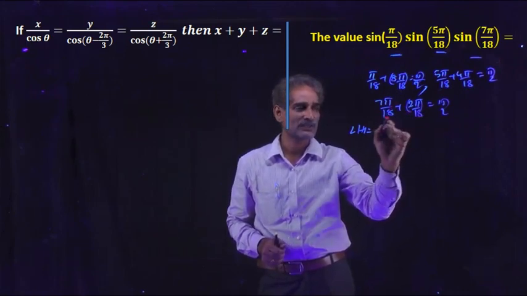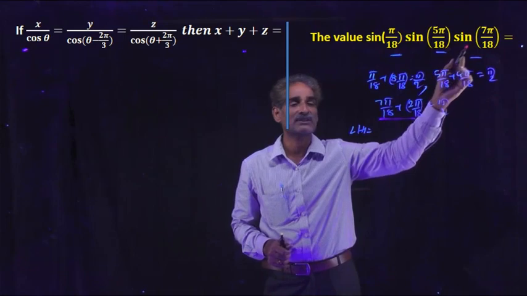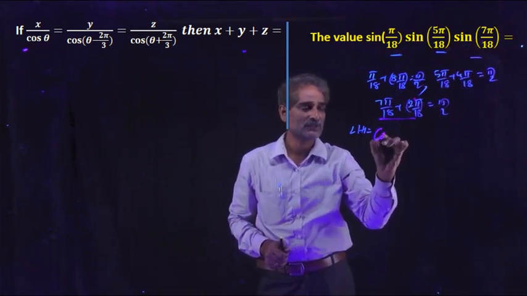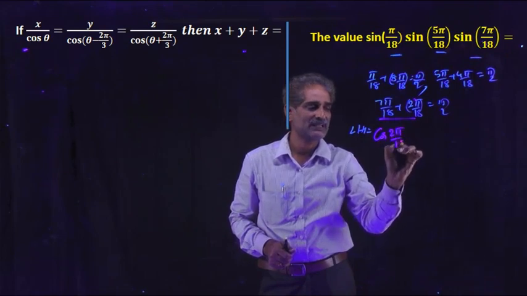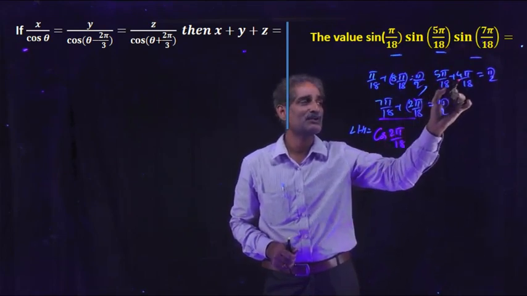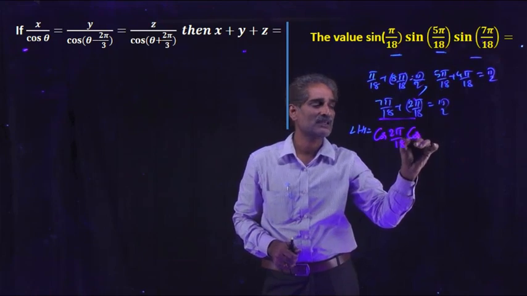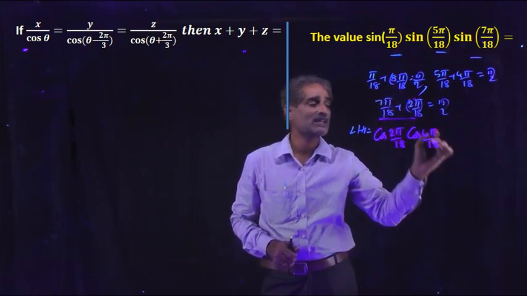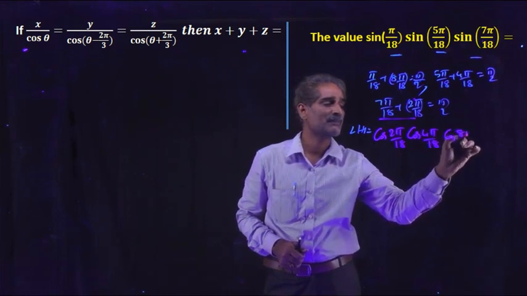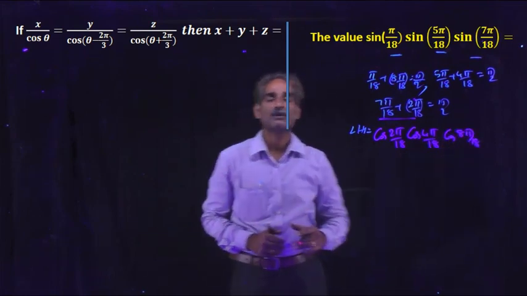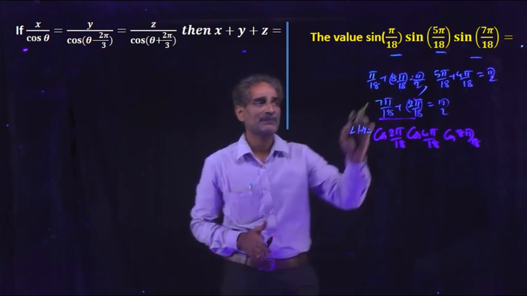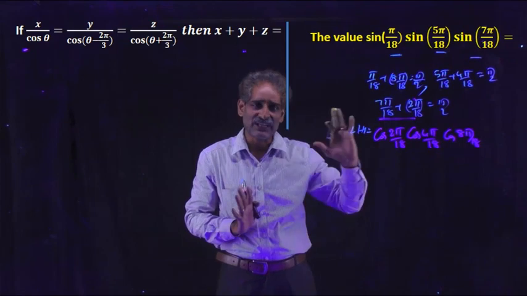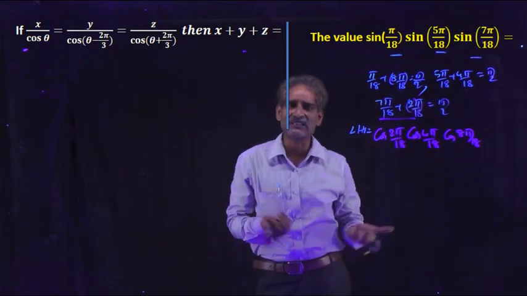So first of all, write down this one. Sin 7 pi by 18 is equal to cos 2 pi by 18. Sin 5 pi by 18 is equal to cos 4 pi by 18. Sin pi by 18 equals cos 8 pi by 18. Understand? If a plus b is 90, sin a equals cos b. Our aim is just to change everything into terms of cos, that's it.